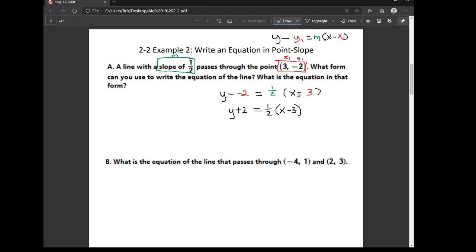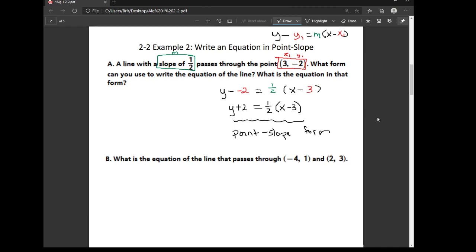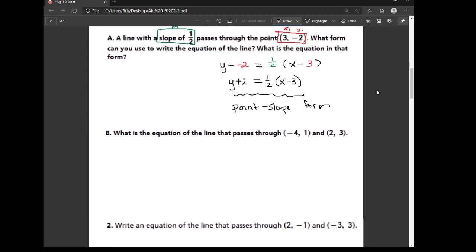If you notice here in the second parentheses, there's only one operator, there's just one minus. So it's okay to leave that one as a minus. And so this is the equation written in point-slope form. Easy peasy, am I right? Let's try another one.